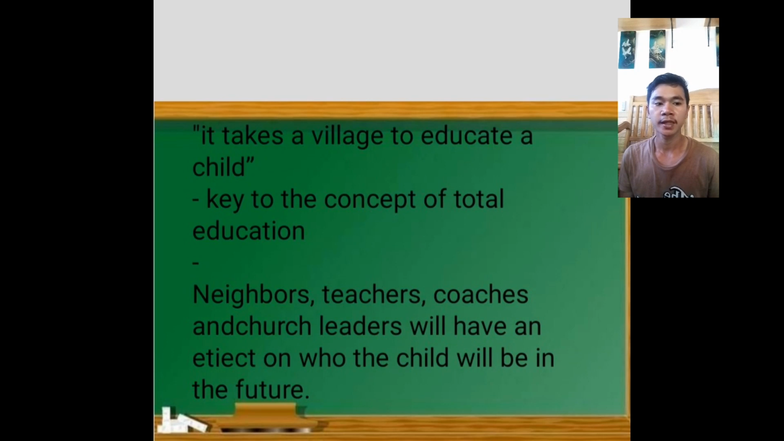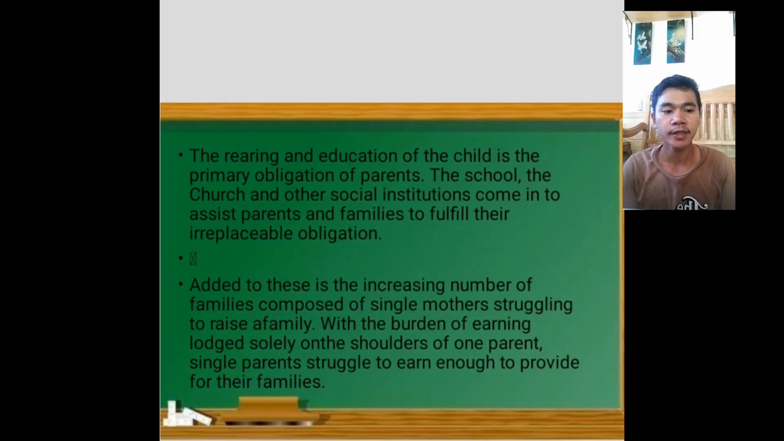Neighbors, teachers, coaches, and church leaders will have an effect on who the child will be in the future. Rearing and education of the child is the primary obligation of parents. The school, church, and other social institutions come in to assist parents and families to fulfill their irreplaceable obligations.